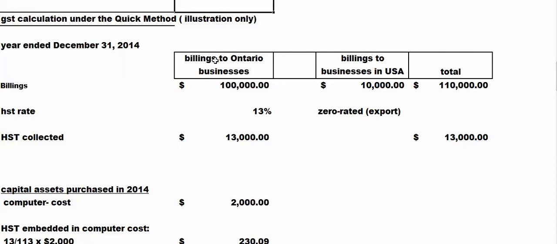We'll say his billings to Ontario clients is $100,000, and since we mentioned the HST rate in Ontario is 13%, he's going to collect $13,000 on the $100,000 of billings to his Ontario clients. He's also billing clients in the United States $10,000, and since that's zero rated because it's export sales, there's no GST or HST collected on his billings to his clients in the United States. Altogether, this is his billings, $110,000, on which he collects $13,000 in HST.